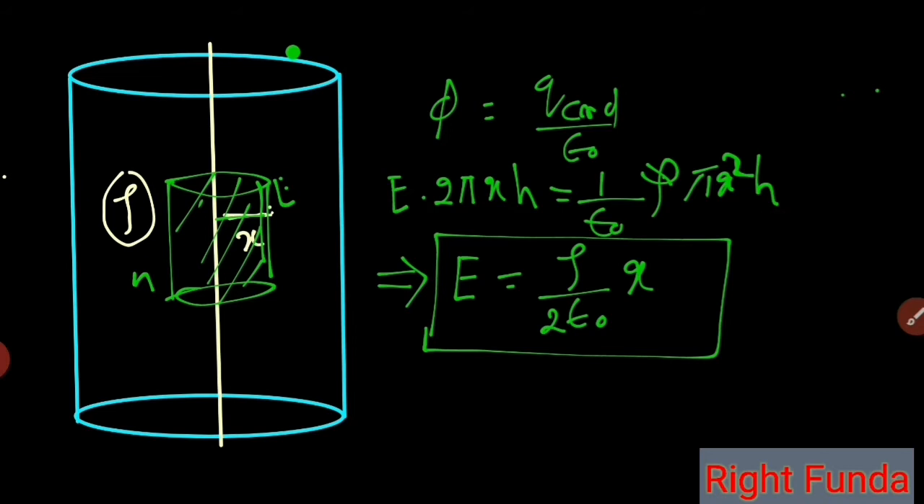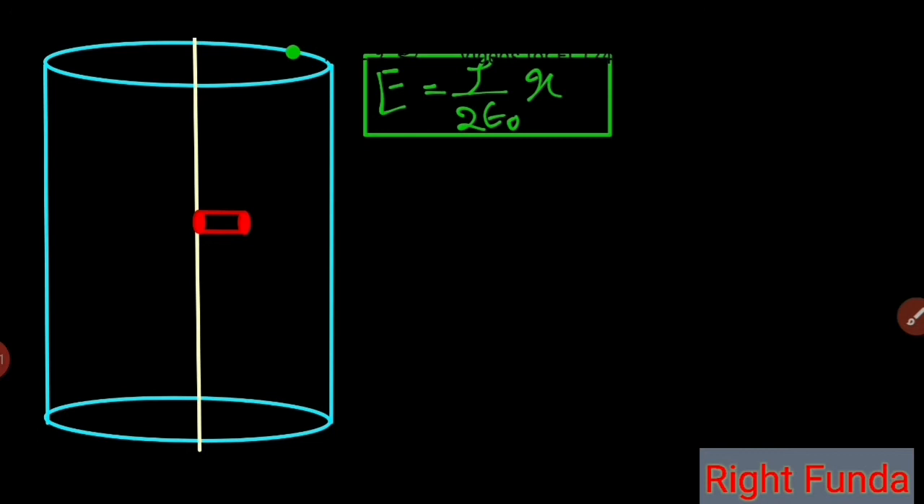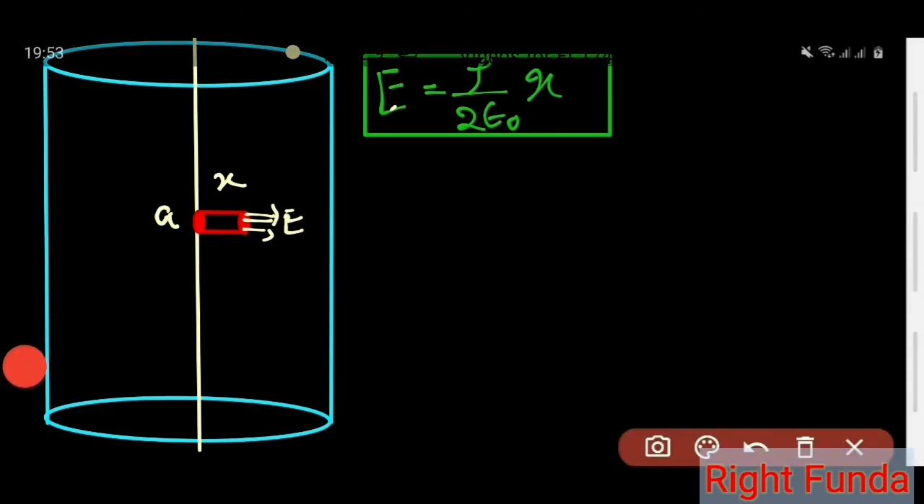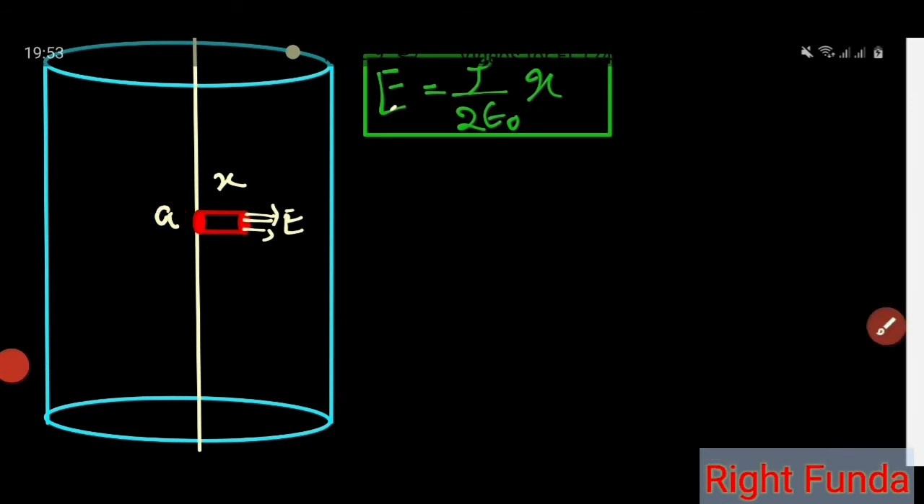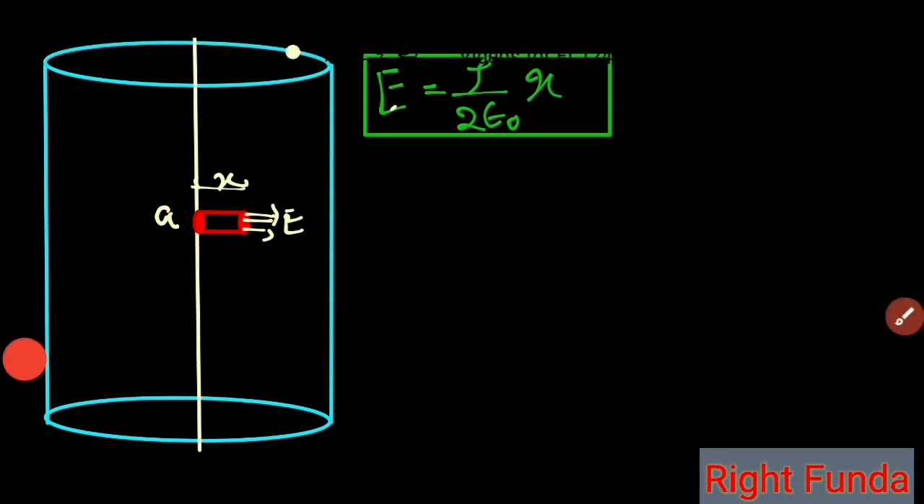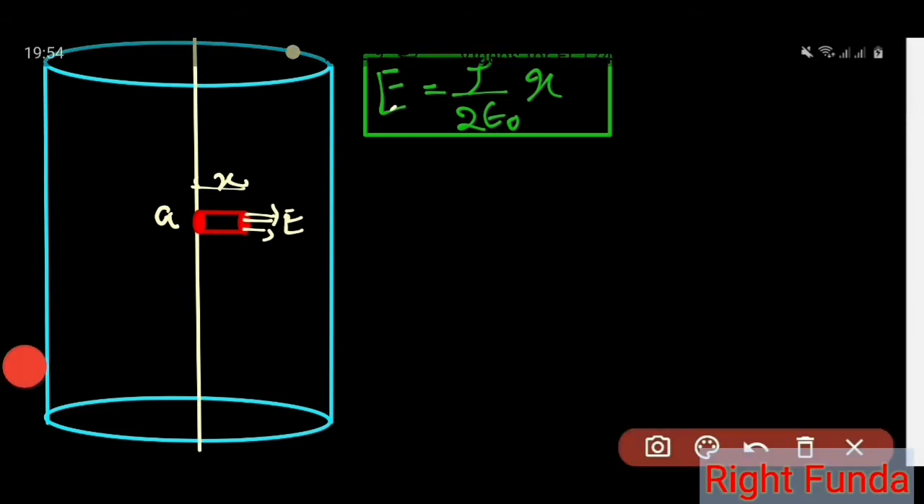Now see what the question is saying. The question is asking that in this cylinder you take another cylindrical surface. This red one is a cylindrical surface whose radius is equal to small a, and the length of this region is equal to x. The question is asking to find out the flux through the curved surface of this cylinder.